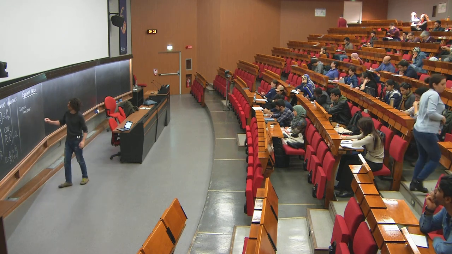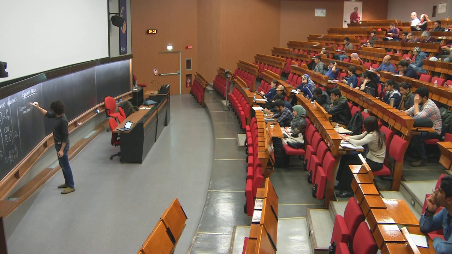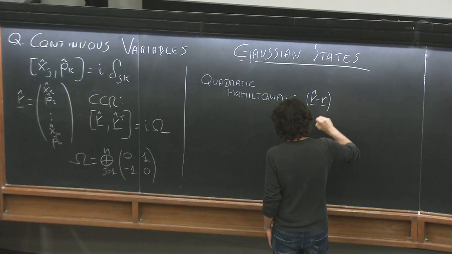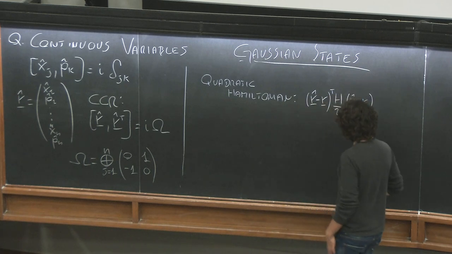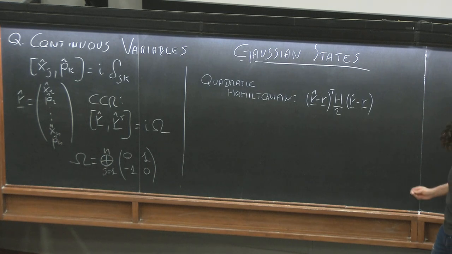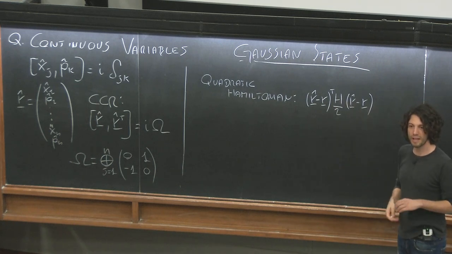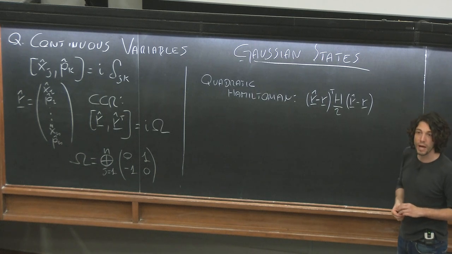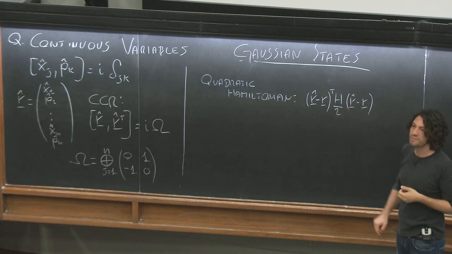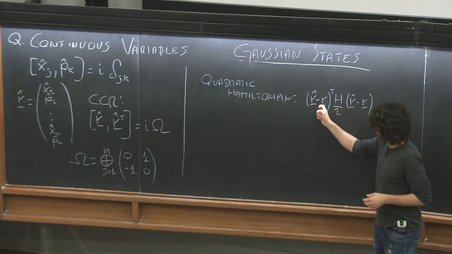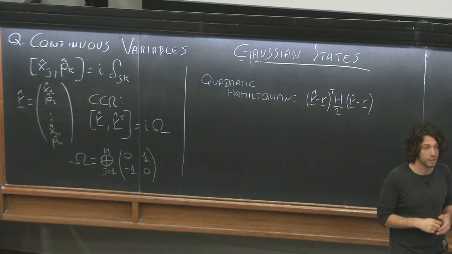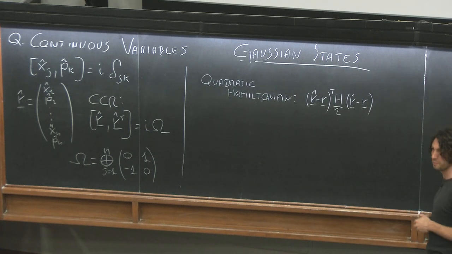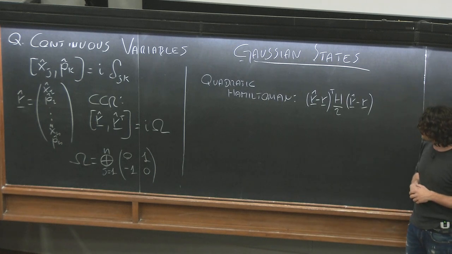So what I want to say is, let me call this a quadratic Hamiltonian, with R transposed. Let me explain what I mean. This H is a real symmetric matrix, 2n by 2n. And the half is there, you'll see why in a second. And this R is that vector of operators. This small r is just a bunch of numbers, like a 2n dimensional real vector. Okay? So that's what I call a quadratic Hamiltonian.